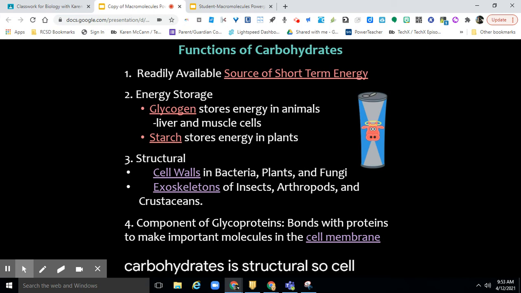The third function of carbohydrates is structural. So cell walls in bacteria, plants, and fungi all contain carbohydrates for helping with that function. And then there's something called exoskeletons. Exoskeletons are the outermost area of insects, arthropods, and crustaceans. They're hard outer shells. Think of the crunch of insects. Or when you eat a lobster, okay, you have to break open that shell. That's the exoskeleton, and it is made of carbohydrates.